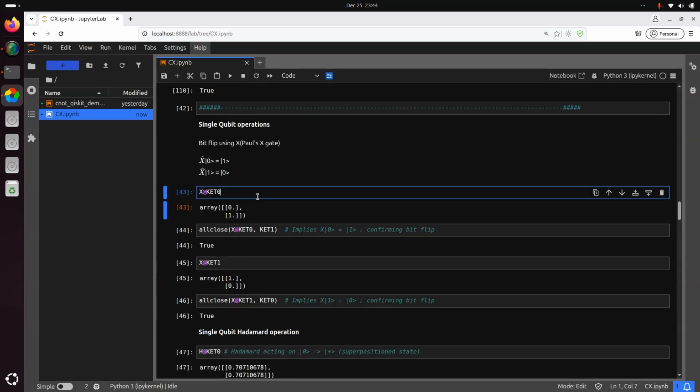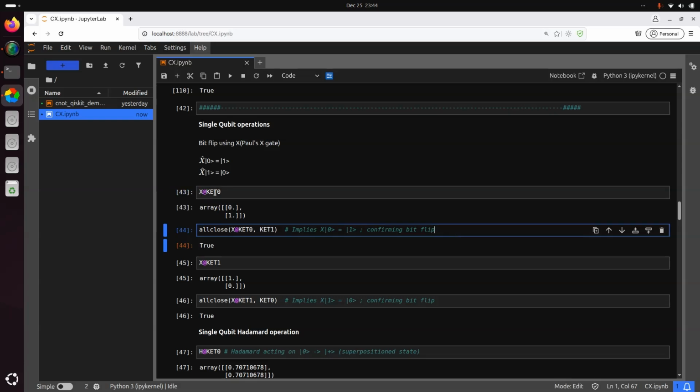Now single qubit operation. In this, let's operate the X operator on ket 0, or the ground state of a qubit. We'll end up with ket 1, which is the first excited state of a qubit. And when it is done on the first excited state, or ket 1, we'll end up with 0, or the ground state. Thus, it's also known as the bit flip gate. And here is the proof, or here is the validation.